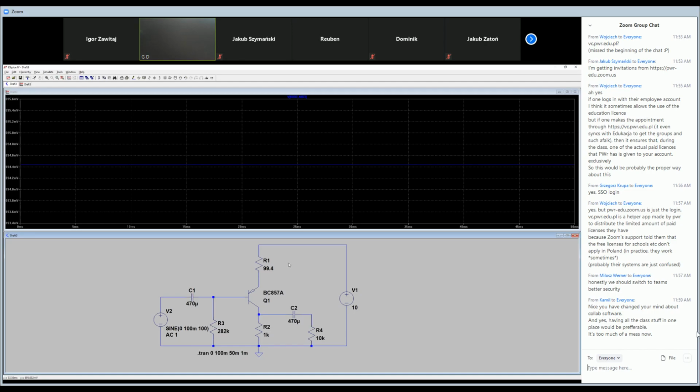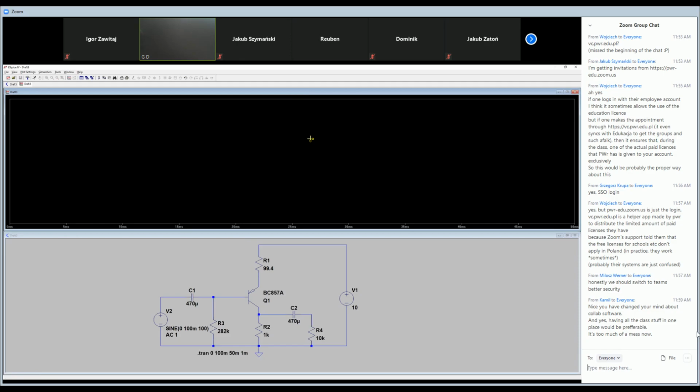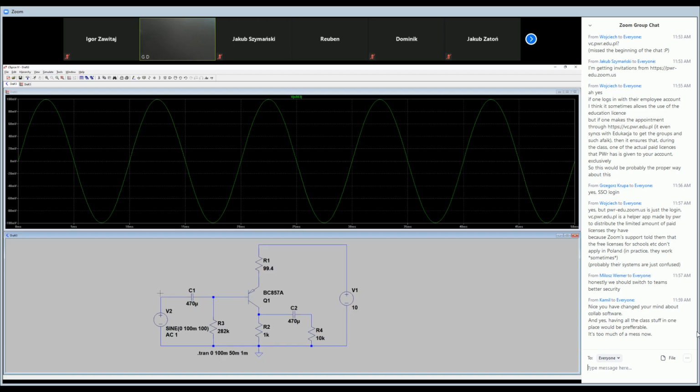And now let's delete the last waveform and let's run the simulation. And let's check what the signal is on the input. In real, it is 100 millivolts amplitude, not peak to peak. Yeah. So peak to peak it is 200. Great. So we've got it.